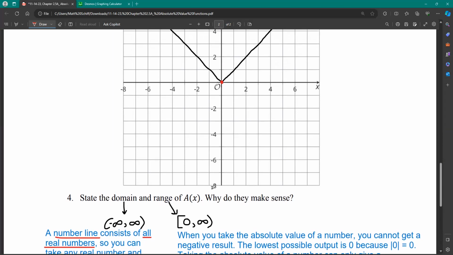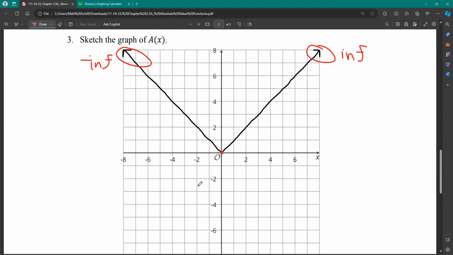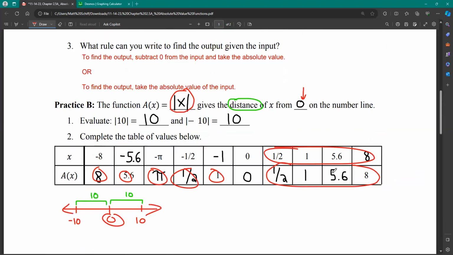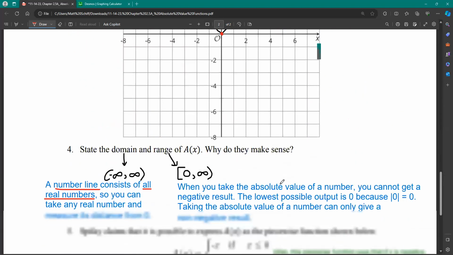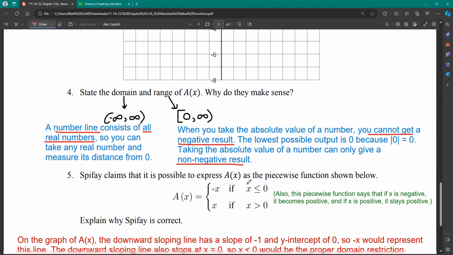The range is bracket 0, comma, infinity. This makes sense because if you take the absolute value of a number, you only get positive outputs. And you could get 0 too, if x is 0. You cannot take the absolute value of something and get a negative. That's impossible. You can only get a non-negative result from taking the absolute value of a number.